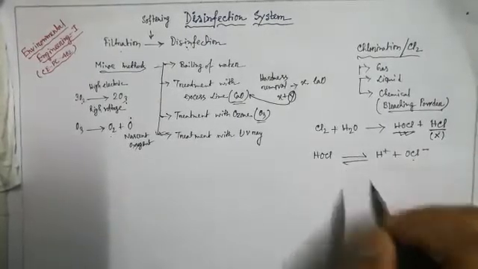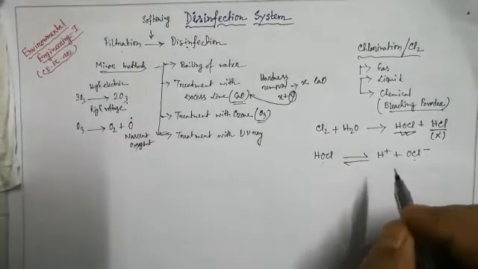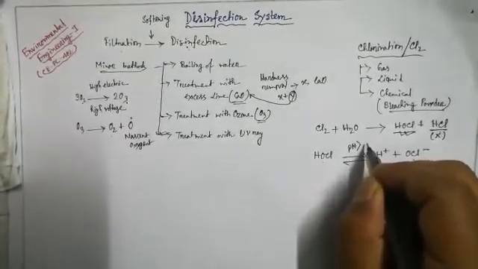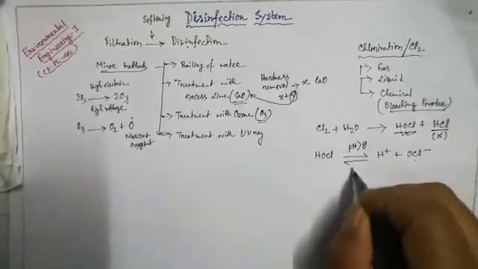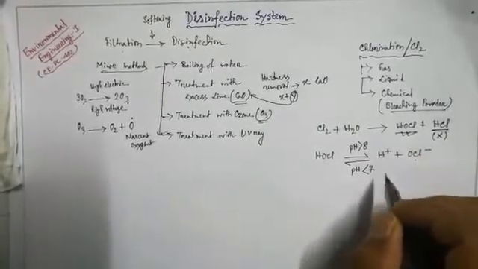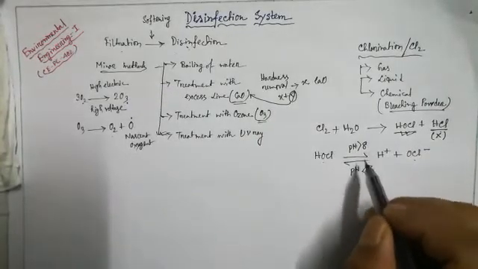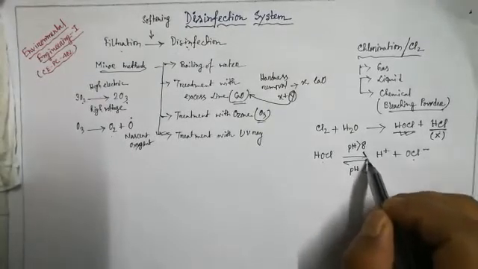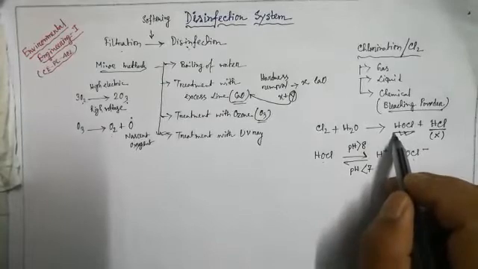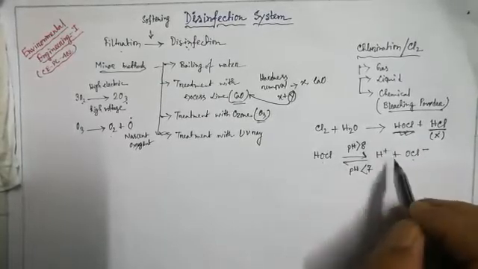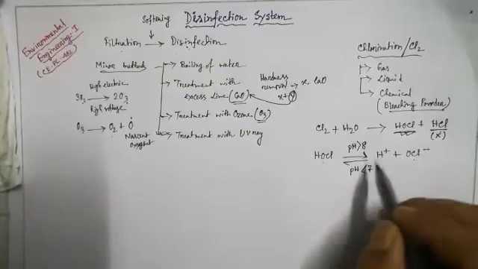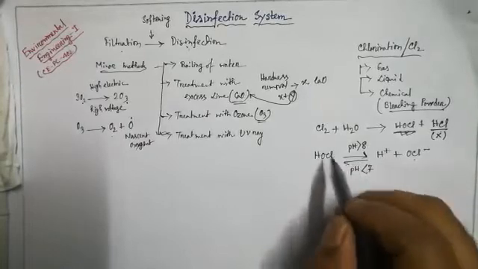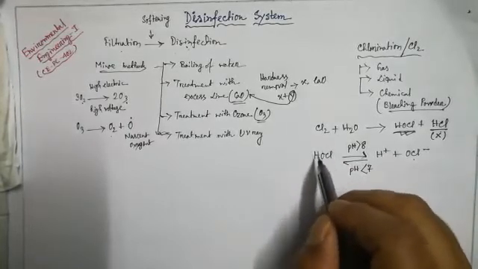This reaction is reversible based on the pH value. Whenever the pH value is greater than 8, the forward reaction will happen. So whenever your water sample has a pH greater than 8, then immediately after the production of HOCl, that will be dissociated into H plus and OCl minus. If you can maintain the pH value less than 7, then the backward reaction will happen, and we will get the maximum amount of HOCl.